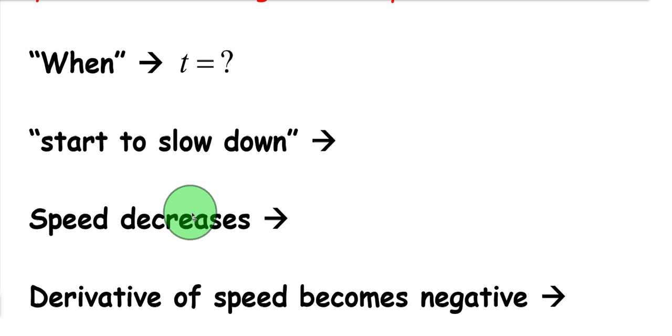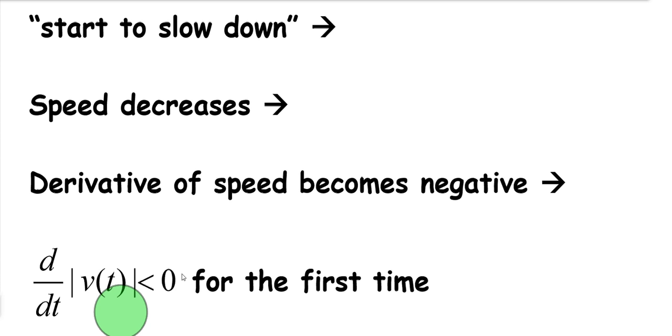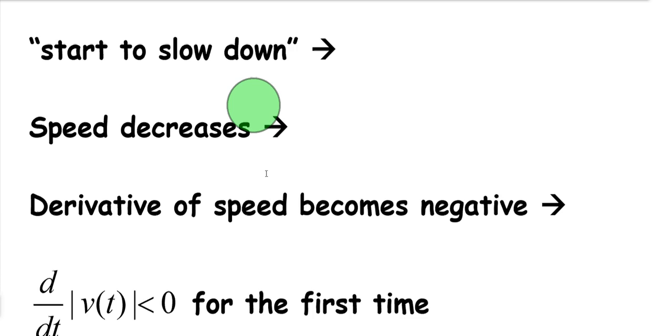If it's increasing, it's accelerating, right? If it's decreasing, it's decelerating. So the answer is when the derivative of speed becomes negative. Okay, why? Because, and I want to be very clear about this, there's a slight difference between the derivative of speed and the derivative of velocity. The derivative of velocity is acceleration. The derivative of speed is still a type of acceleration, but it could have a different sign. So we want to be very clear about that.